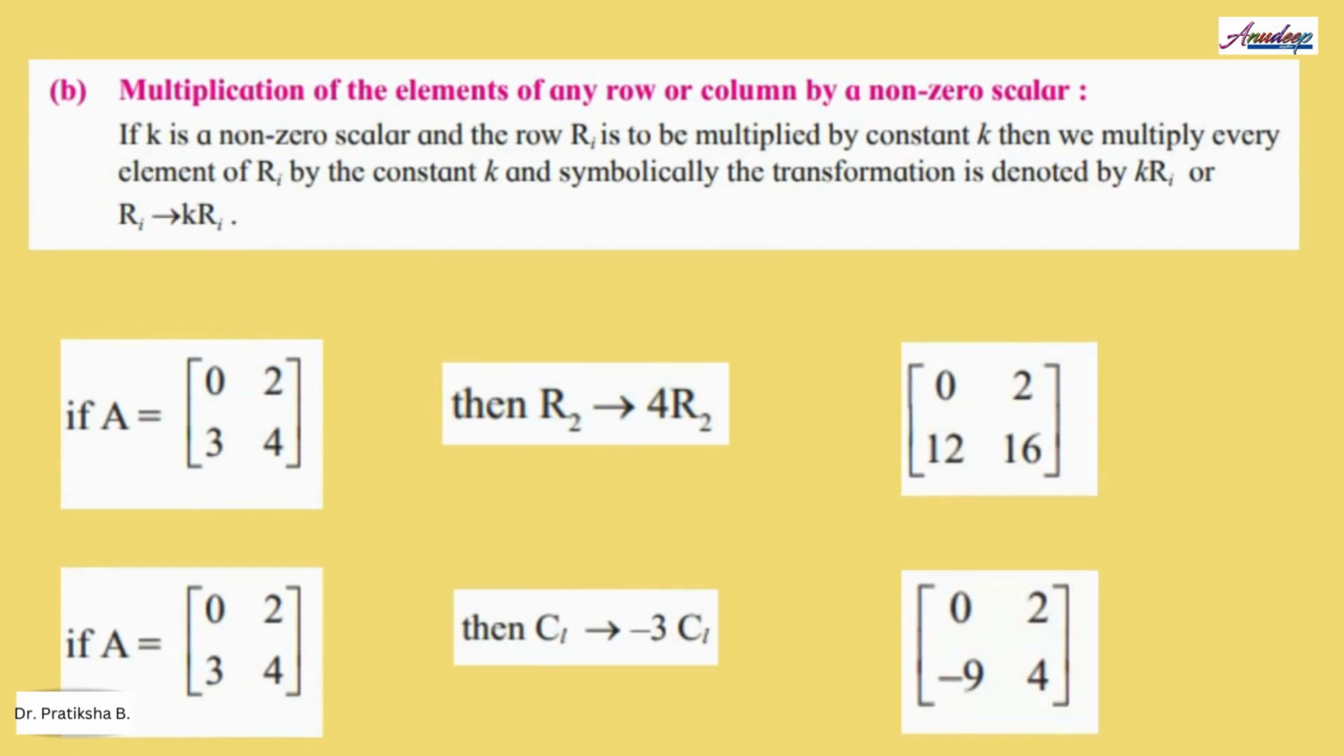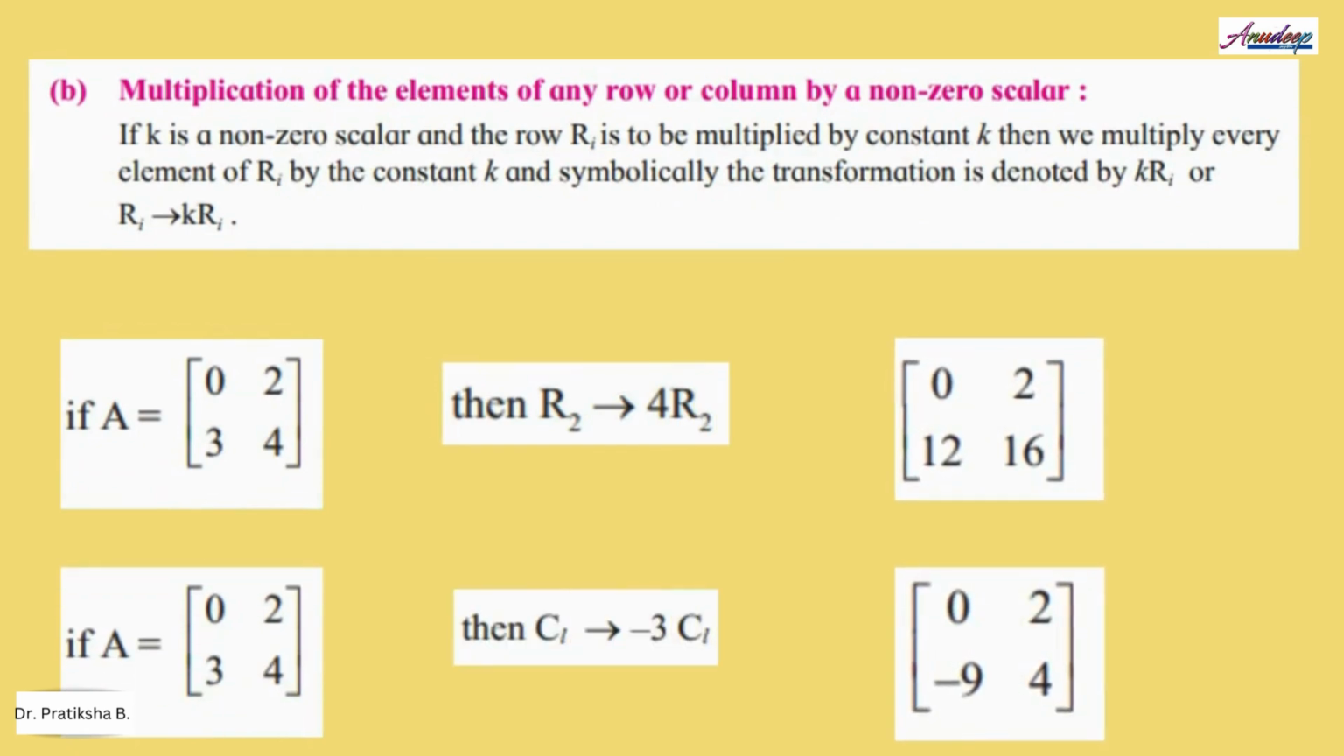Now the second method of transformation is by the multiplication of the elements of any row or column by a non-zero scalar. It should be a non-zero scalar because if you multiply by 0, the matrix elements will lose their property, the elements will turn to 0. So here, if you assume k as a non-zero scalar and it is multiplied to the specific row Ri, then you have to multiply each element in that row by k.